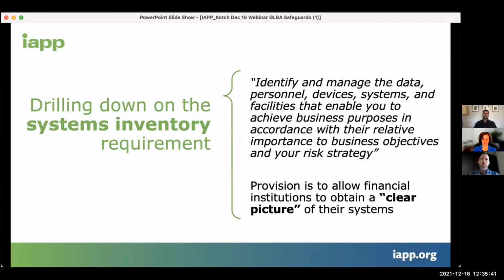Laura, we have a poll question about this, but is there anything you'd like to add about this inventory requirement right now before we move on to the poll? No, I like the poll. Let's do it. Okay, to the poll we go.